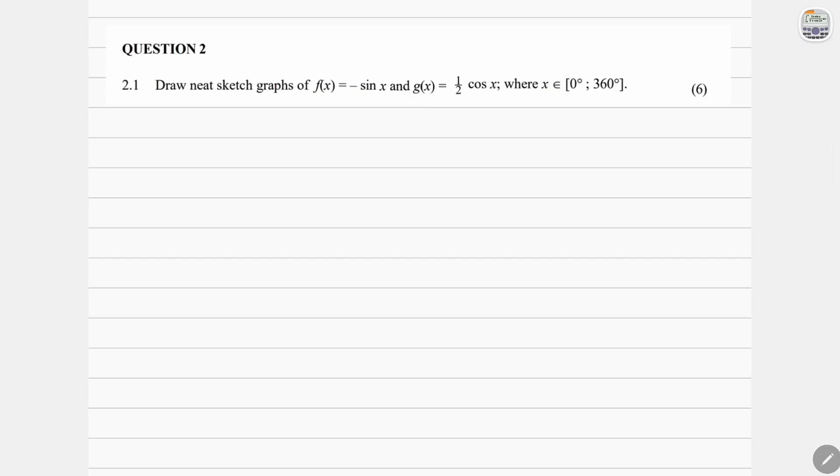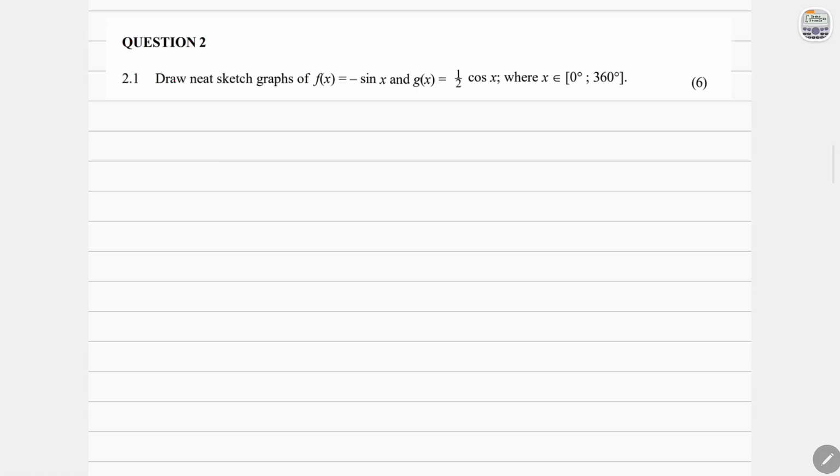Question 2, 2.1 asks us to draw a neat sketch of the graphs f of x, which is equal to negative sine x, and g of x, which is equal to 1 over 2 cos x, where x is an element of 0 degrees to 360 degrees.